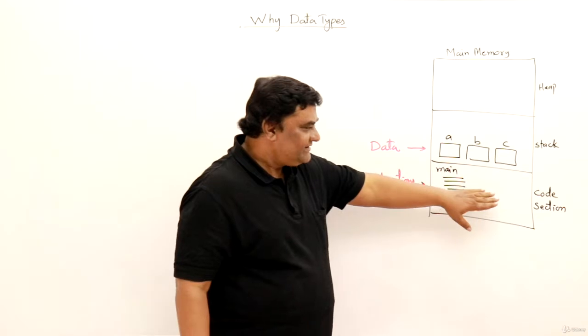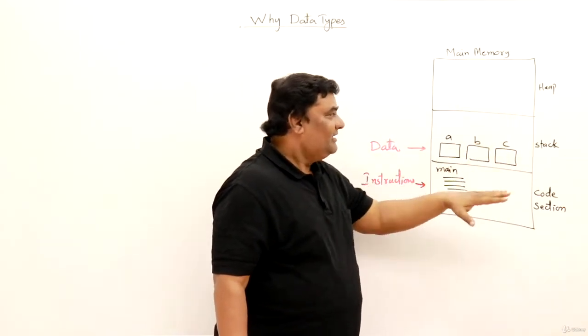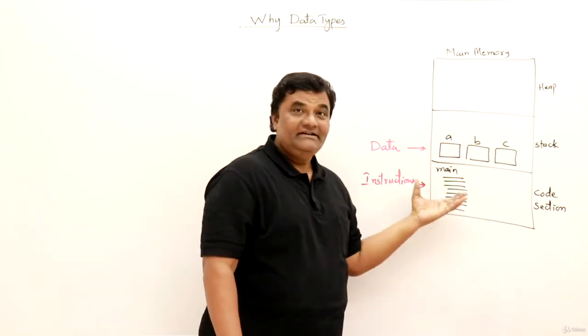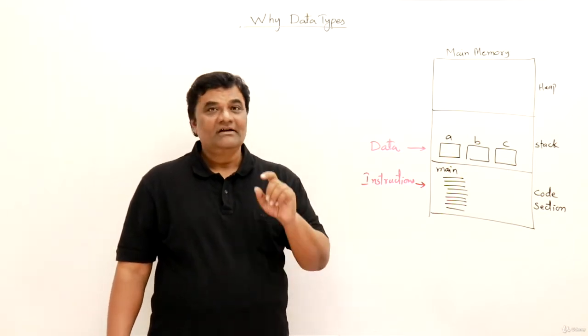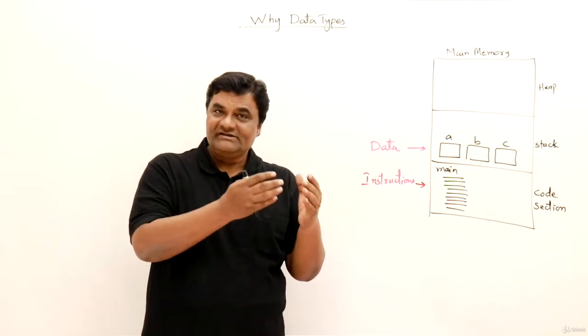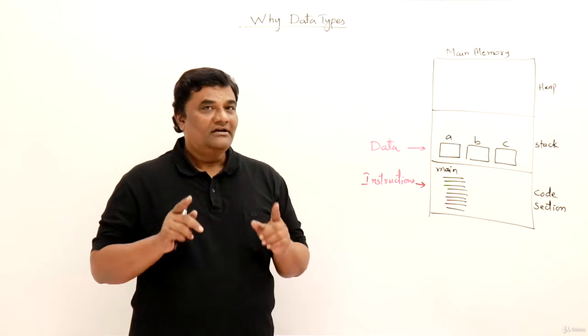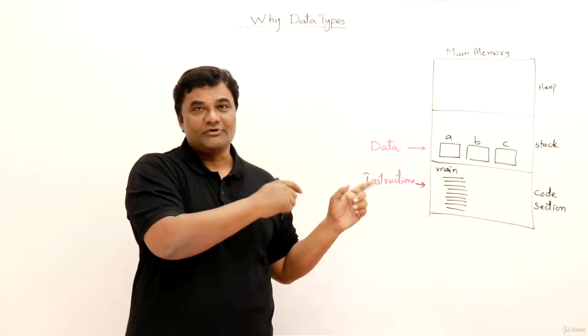I have shown there are three sections, that is code section, stack, and heap. Stack will contain data, that is all the variables. Then the code section will contain instructions. This we have already seen in one of the previous videos. Now we write programs so that they perform operations on data and get some results, that is computational results. We want our work to be done by machines by executing programs.